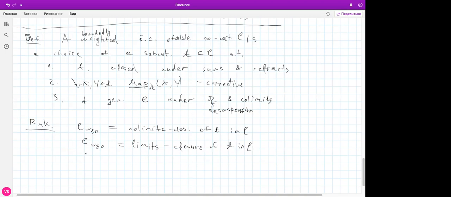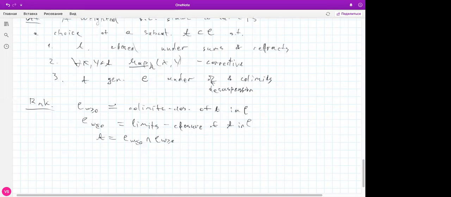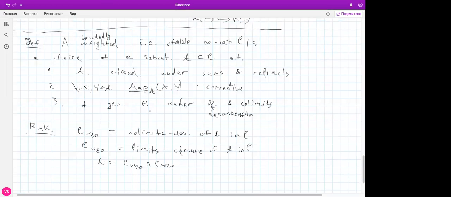And of course, A is recognized as the intersection. This only works for bounded weight structures, but we also only care about those. What you can think of this data is just a choice of levels. So when you talk about connective things, you have some levels, and this is the levels that you have.